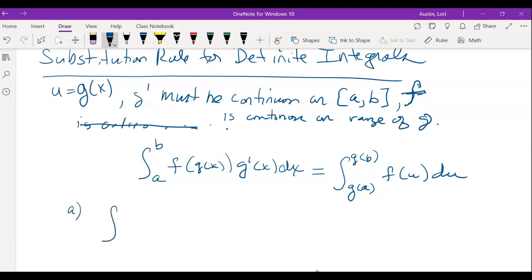Example A. Let's do the integral from 0 to 2 of 1 over x plus 3 cubed dx.